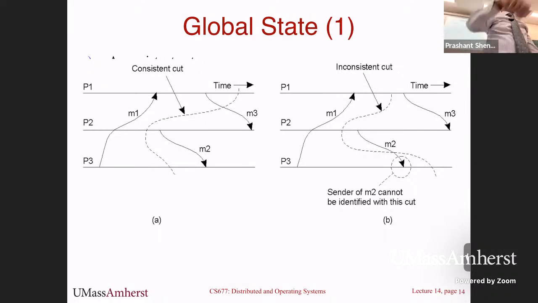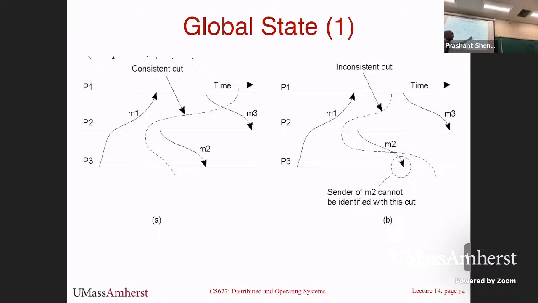Somebody had a question. Yeah, so my question is, in the inconsistent cut, message two is received by process three, and the checkpoint is taken before it's sent on P2, so I'm confused on how that would be inconsistent. So what's your question? Can you repeat the question? How would P2 checkpoint before the send, but after the receive?